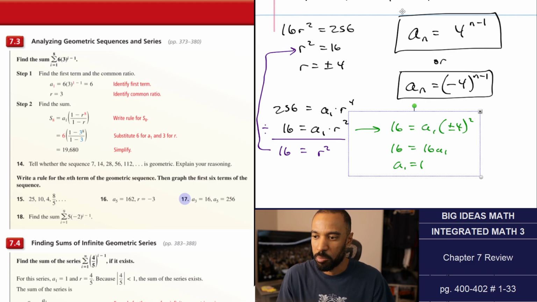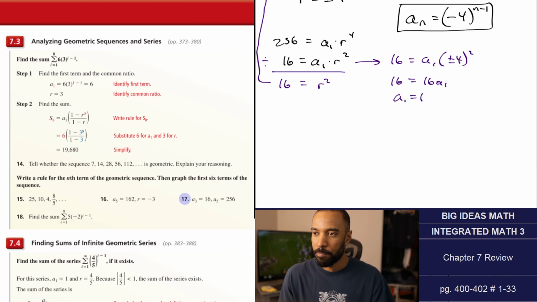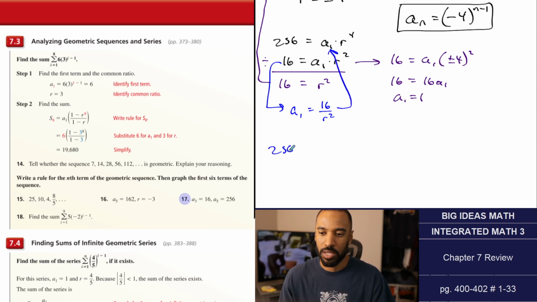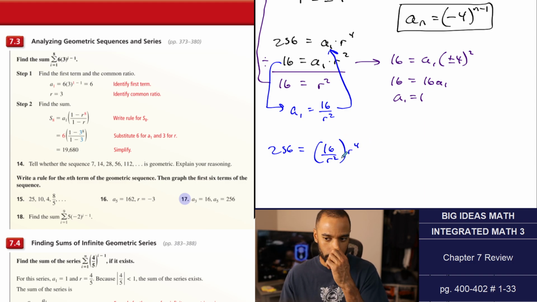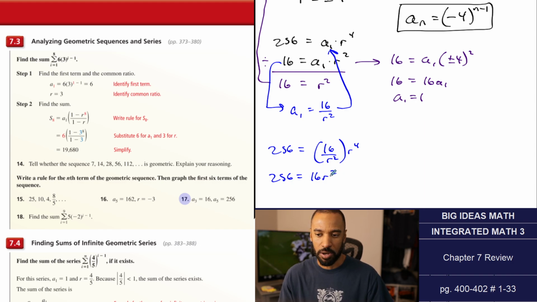You could use that elimination method to get those two things, and end up writing the equations exactly like that. You could also use a substitution method where you would get, say, a sub 1 by itself in this equation by dividing both sides by r squared. Then substitute that into your a sub 1 in this top equation, where you get 256 equals 16 over r squared times r to the fourth. r to the fourth over r squared becomes r squared. 256 equals 16r squared, and you continue forward. You end up dividing by 16, take the square root. You get exactly what we saw right here.